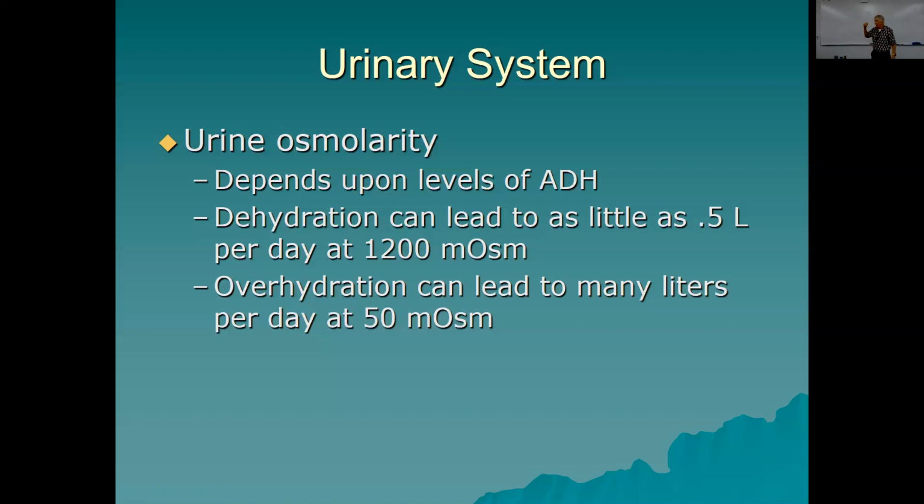So if you're really, really dehydrated, you will be making a very small amount of urine, maybe half a liter per day, and that's the minimum. You have to urinate every day. You have to pee every day. If you're really dehydrated, you'll be making as little as half a liter, and it'll be at what's called 1,200 milliosmoles. That's as salty as you can make your urine. That's your maximum degree of dehydration. So it doesn't matter how dehydrated you are. If you're dying of thirst, you still got to make half a liter of urine every day at 1,200 milliosmoles.